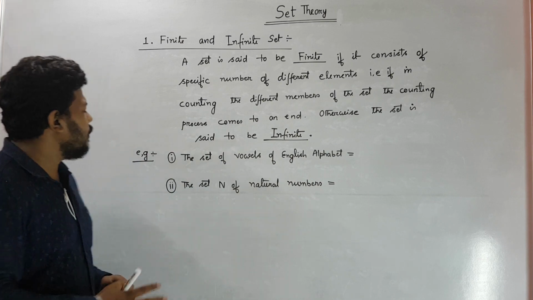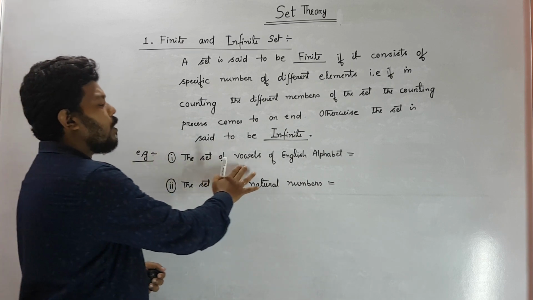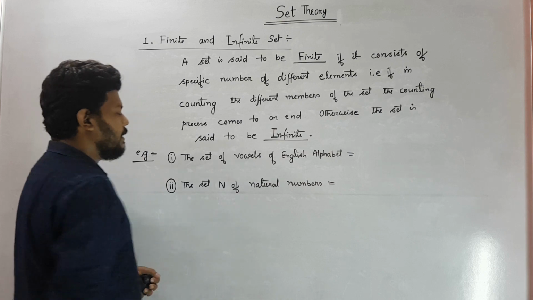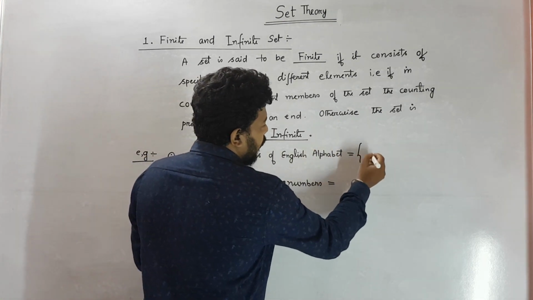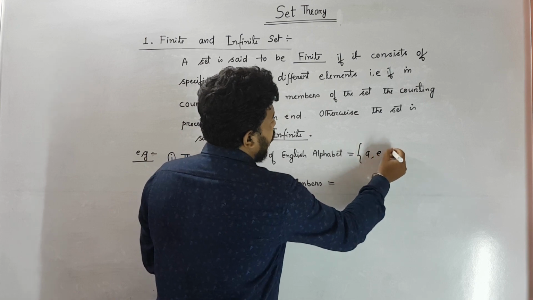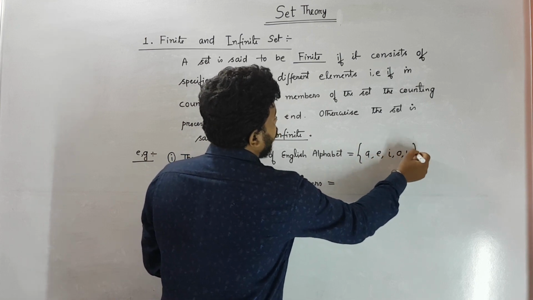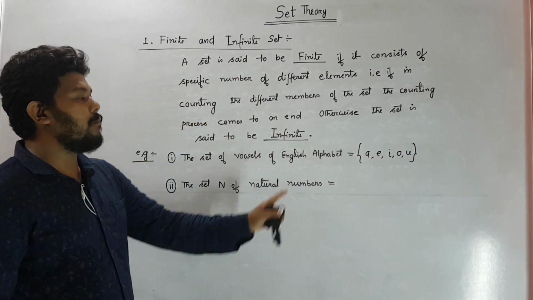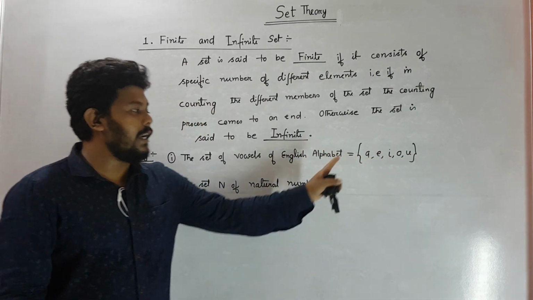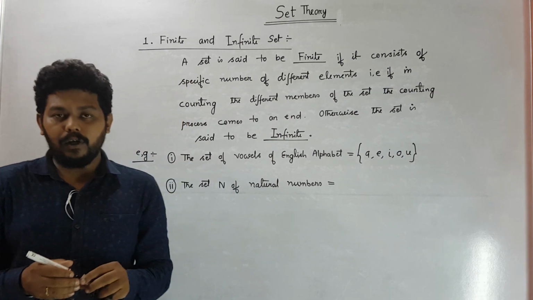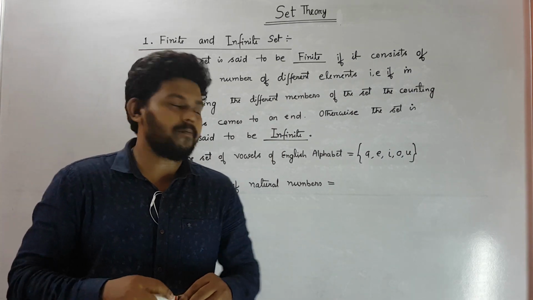For example, the set of vowels of the English alphabet, that is A, E, I, O, U. So the vowels are A, E, I, O, U. So it's a finite set, it's a countable set. Only 5 elements are there.